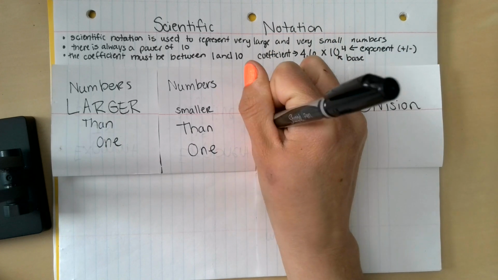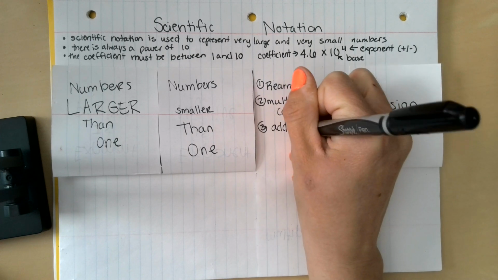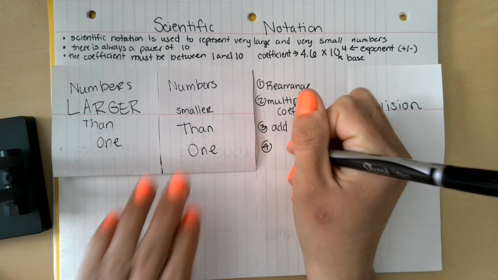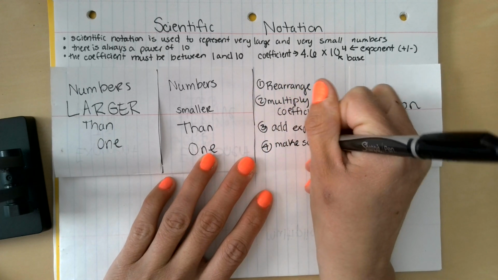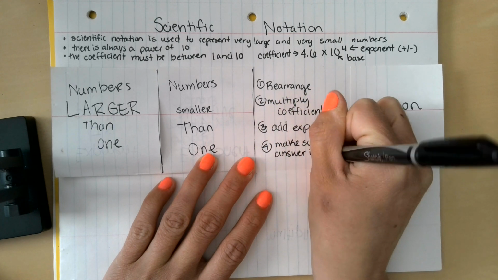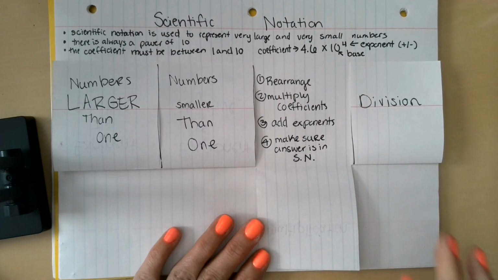My third step is to add my exponents. So our exponent laws come into play here. And my fourth step is to make sure the answer is in scientific notation. Okay? And I'm just going to abbreviate scientific notation with SN. So let's do an example together.